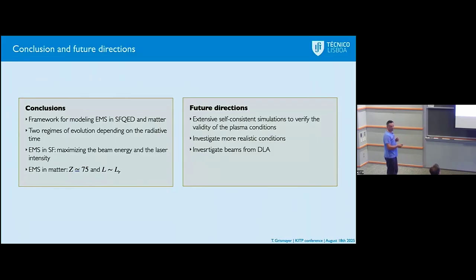The future directions. We would like to do now extensive self-consistent simulations in 3D to verify the validity of those kinds of ideal conditions, so in more realistic conditions, and maybe to investigate also beams that are not monoenergetic, that come from DLA. Thank you.